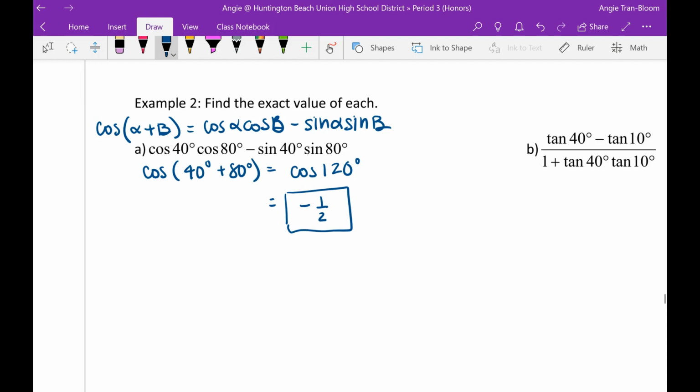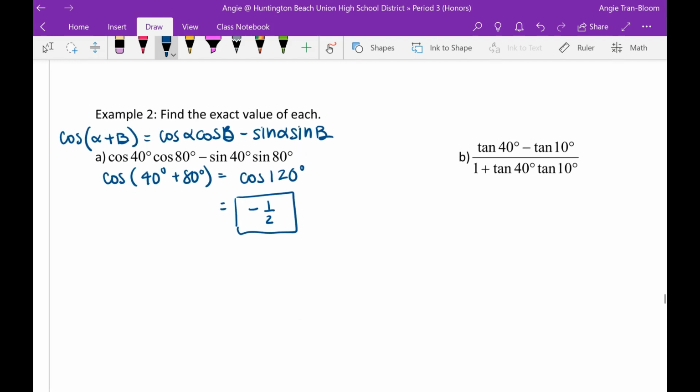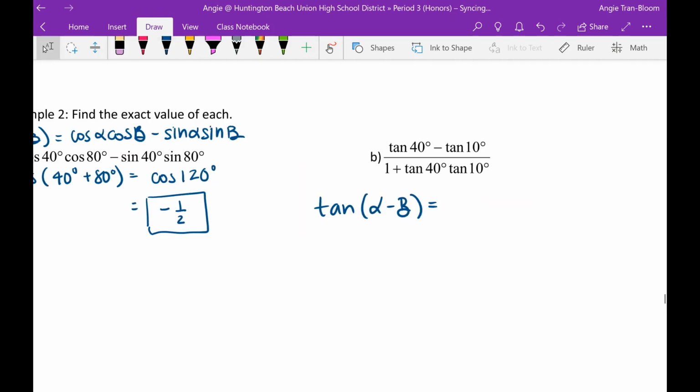Now we're going to move over to B, which is quite similar, except it's a tangent. So Katie, is that tangent of addition or subtraction for B? Okay, Katie said subtraction. Just give me the identity and only the identity. So David R, give me the identity for tangent alpha minus beta. If you need to, look over your team's notes.